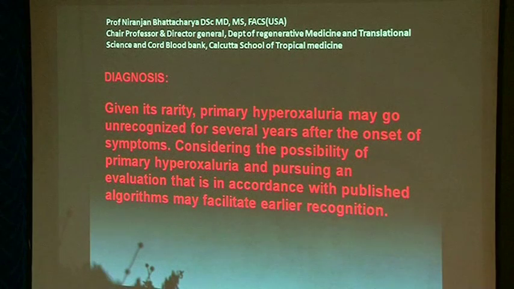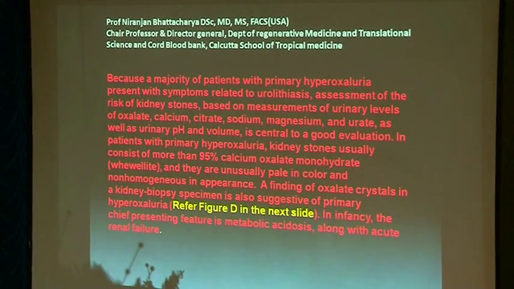Otherwise, if we think of other conditions, the patient will be detected when there is total renal deterioration and eventually transplant. And with transplant, life is starting. Considering the possibility of primary hyperoxaluria and pursuing evaluation in accordance with the published results may facilitate earlier recognition of the disease.